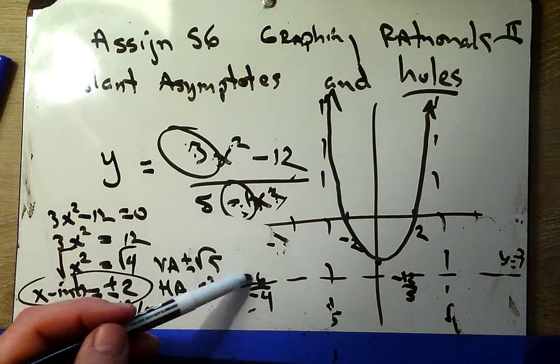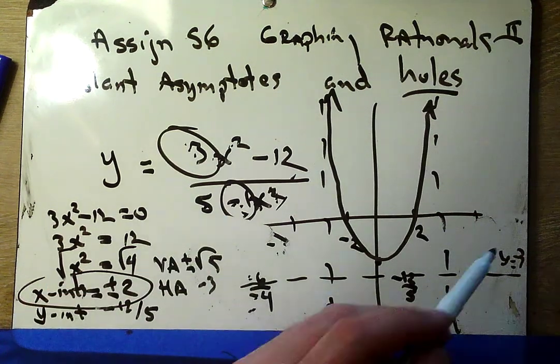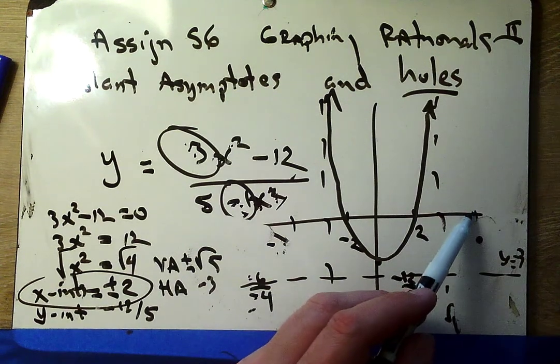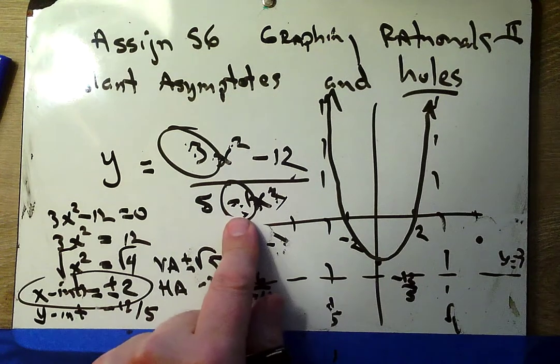And negative 6/4 or negative 3 halves. That's negative 1.5. That's here. But I don't have an x-intercept, so I can't do that. Well, are these correct? Square root of 5 and negative root 5?